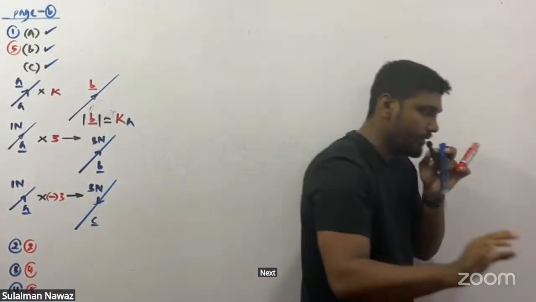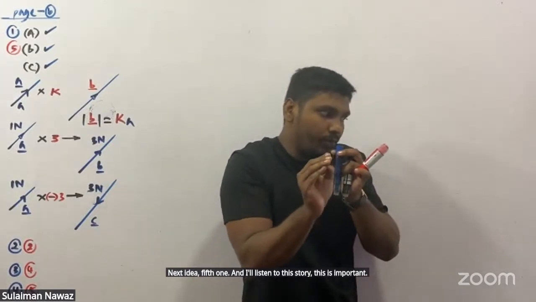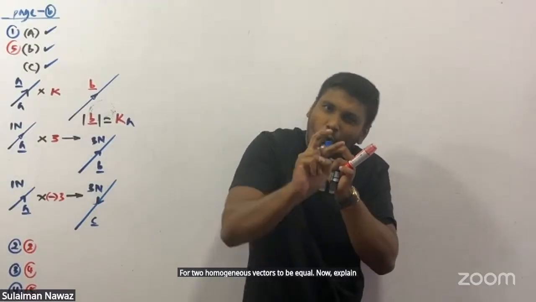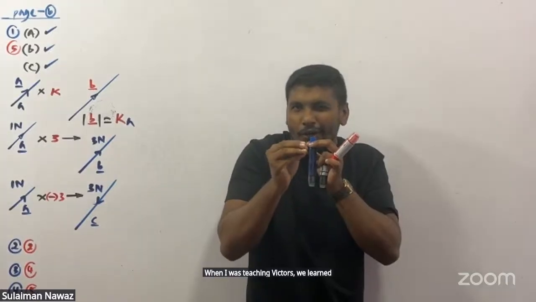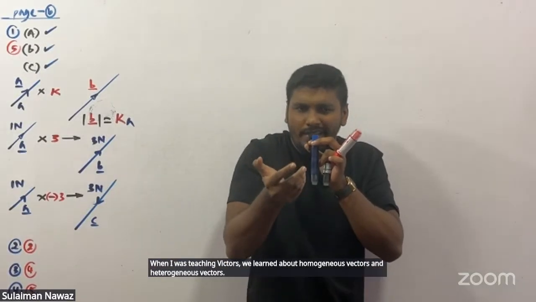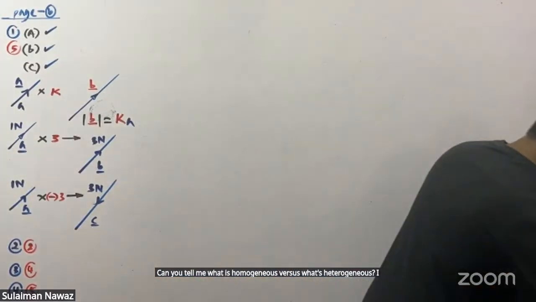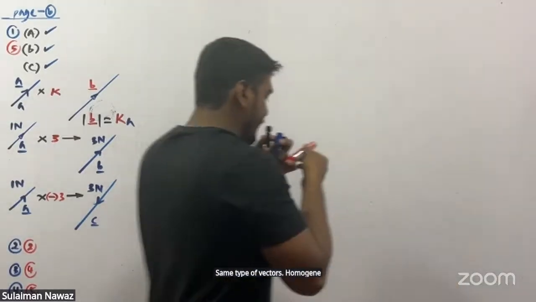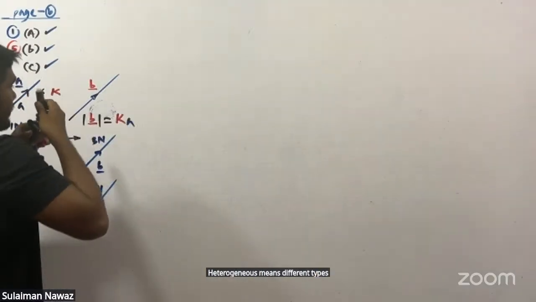Next idea, the fifth one. Now listen to this story, this is important. For two homogeneous vectors to be equal. I explained what it means by two homogeneous vectors when I was teaching vectors. We learned about homogeneous vectors and heterogeneous vectors. Can you tell me what is homogeneous or what is heterogeneous? I explained that homogeneous means the same type of vectors. Heterogeneous means different types of vectors.